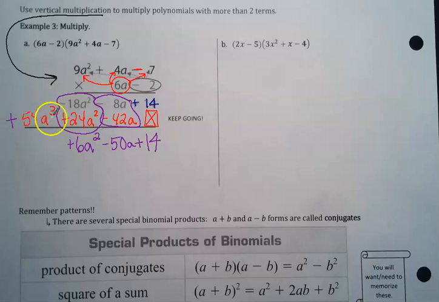And then we just have the 54a cubed. So 54a cubed. That is our answer. Okay, so just doing some vertical multiplication there.